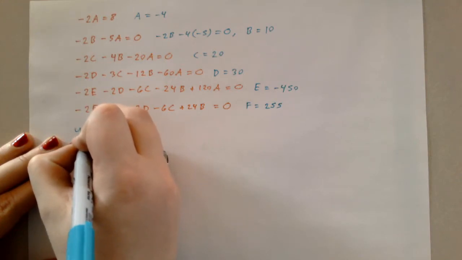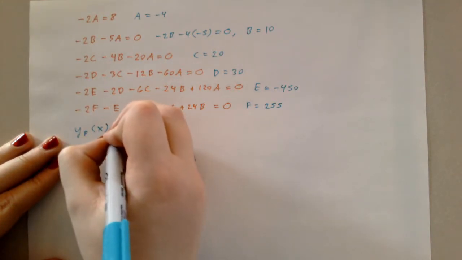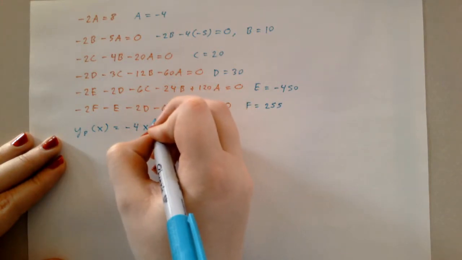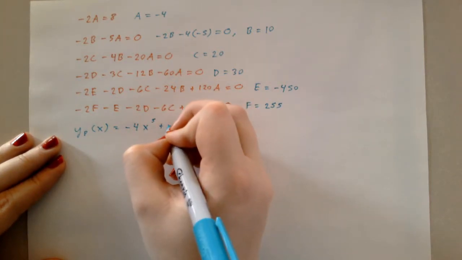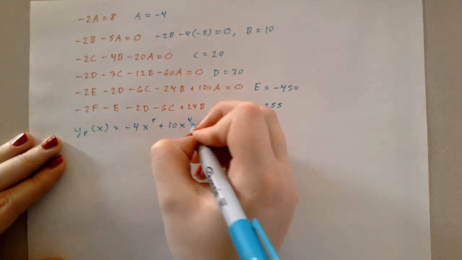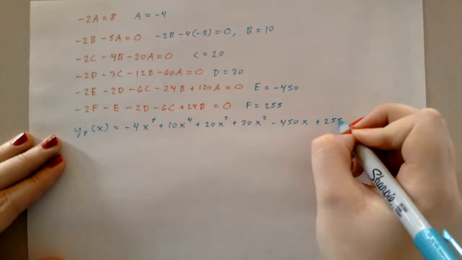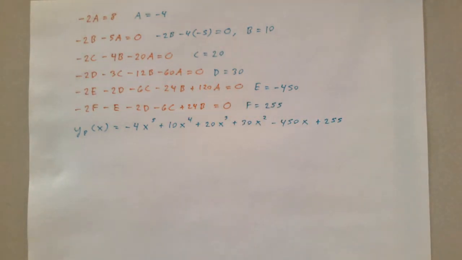So our particular solution is a, which is -4 times x to the 5th, plus b, which is 10 times x to the 4th, and so on. And this is the final answer for our particular solution. Remember that the true solutions for these problems are the sum of the particular solution and the solution that comes from the characteristic equation, which we covered in our homogeneous equations video.